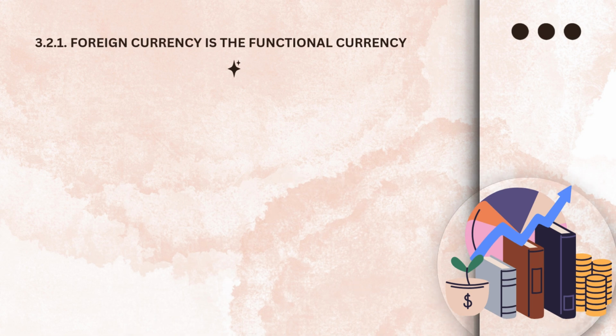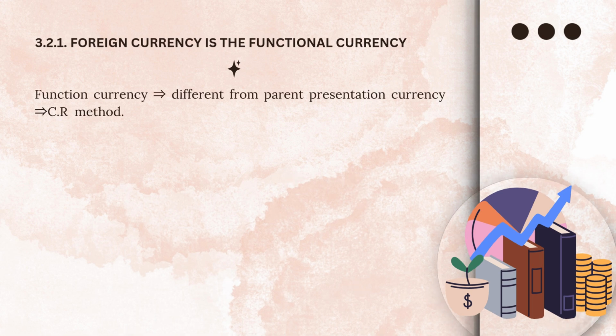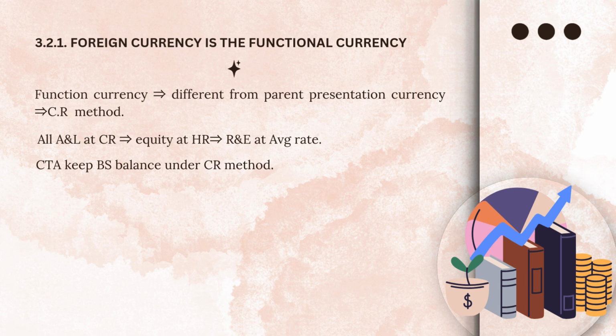3.2.1 Foreign currency is the functional currency. Functional currency different from parent presentation currency. CR method. All A and L at CR, equity at HR, RNE at average rate. CTA keeps BS balance under CR method.